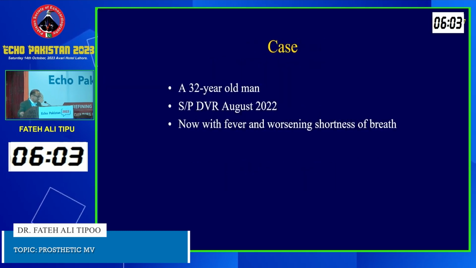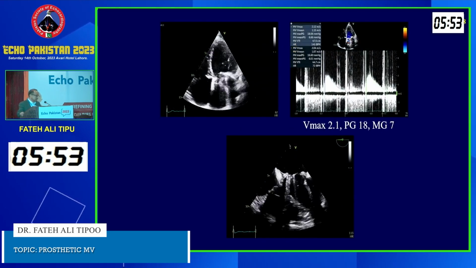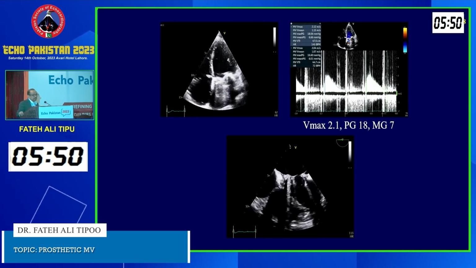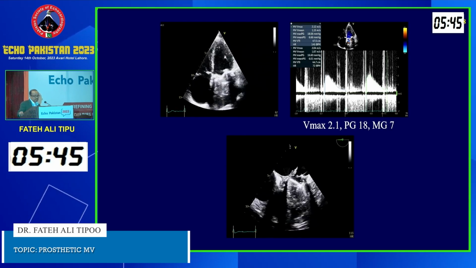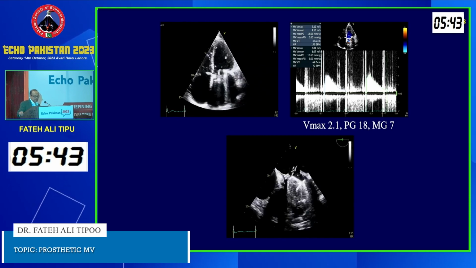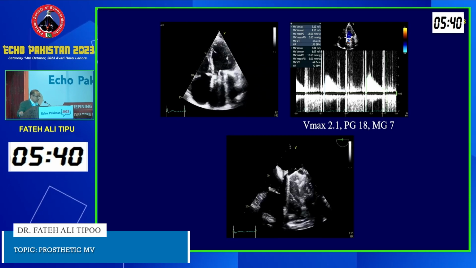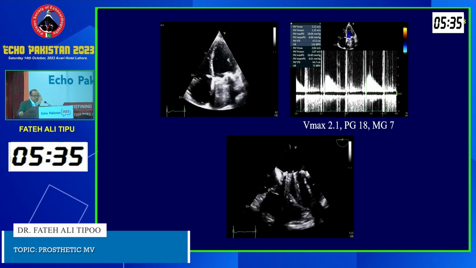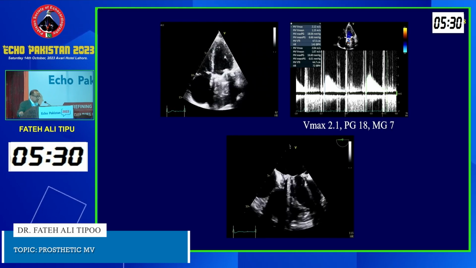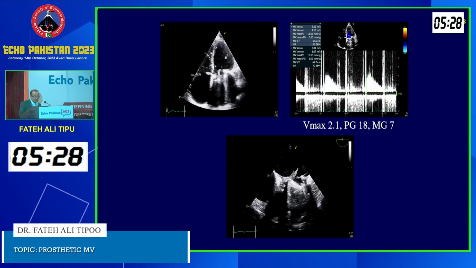The next case is a 32-year-old man, status post DVR in August 2022, now with fever and worsening shortness of breath. Here you can see on the 2D image on transthoracic echo that there is probably something attached to the mechanical valve. The Vmax is 2.1 and the mean gradient is 7. As there was suspicion of something attached to the valve, this patient also underwent transesophageal echo, and the lower image is the transesophageal echo image, where you can appreciate clear-cut vegetations.